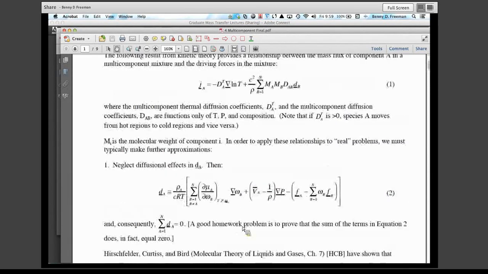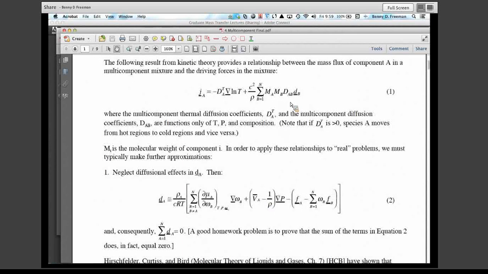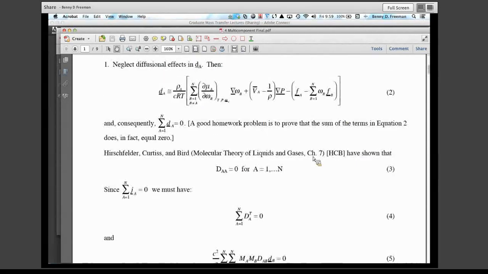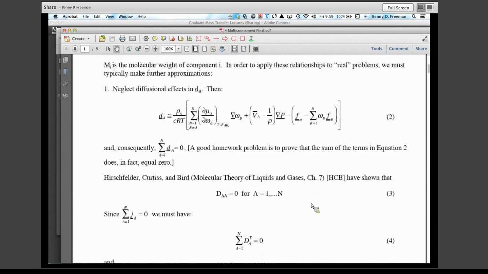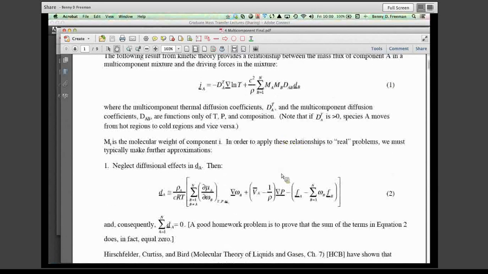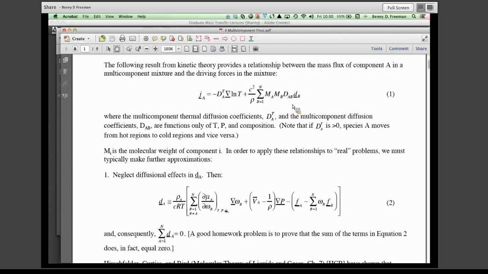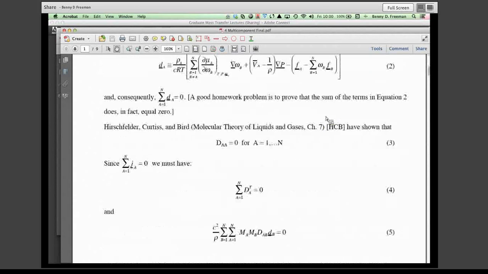Now, these are basically terms, these generalized multi-component diffusion coefficients, and we'll show what their form is in a little bit. But one of the relationships between these is that the D A A's are equal to 0. I should note while we're here that this particular result, equation 1, was derived from the kinetic theory of gases, and so that's the foundational underpinning for our study of multi-component transport.